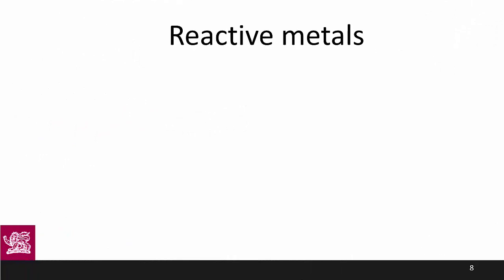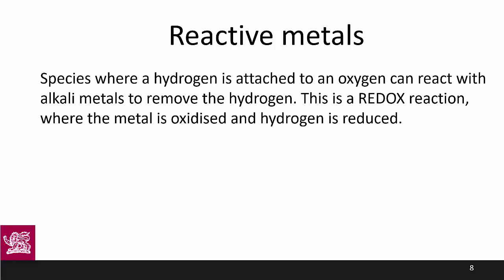The last thing we need to do is look at the reactions of alcohols with reactive metals. Any species where a hydrogen is attached to an oxygen can react with alkali metals to remove the hydrogen. This is a redox reaction where the metal is oxidized and hydrogen is reduced. This is the exact same reaction that we get between water, which you can think of as a hydrogen attached to a hydroxide, reacting with sodium or potassium or lithium metal.